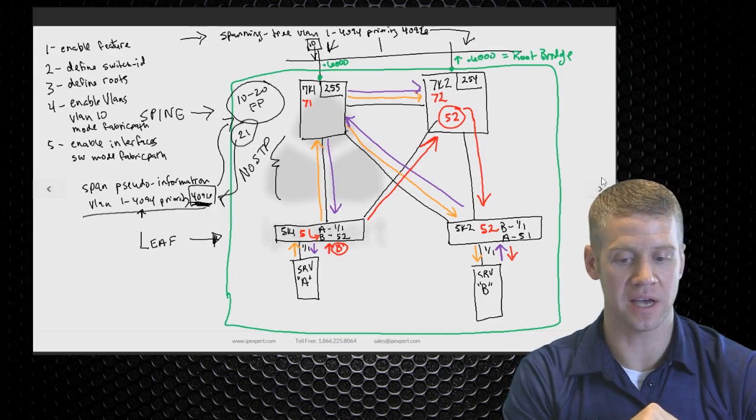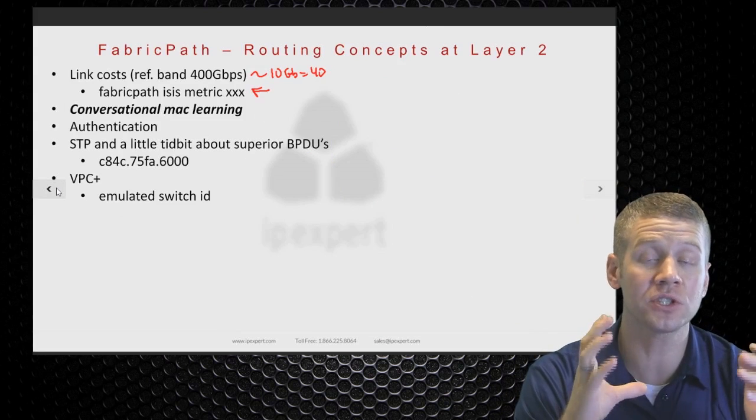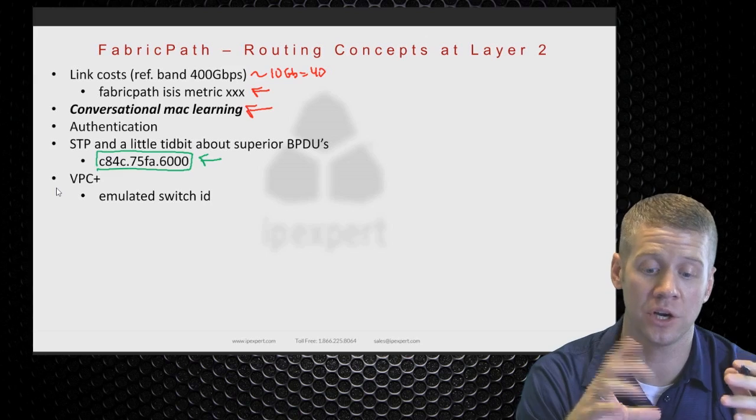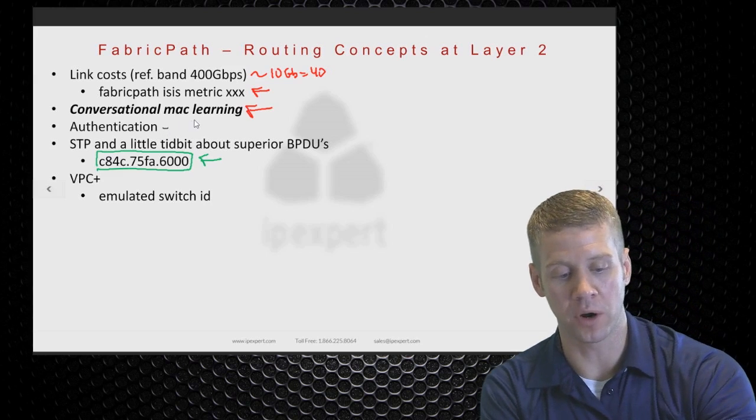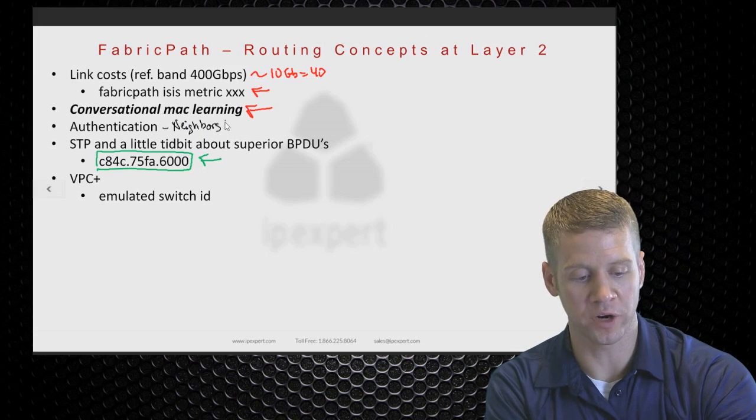So this is really the gist, guys, of FabricPath. We can also layer some authentication in here. So we can authenticate both our neighbors. All right, and we're going to do this on a link by link basis.